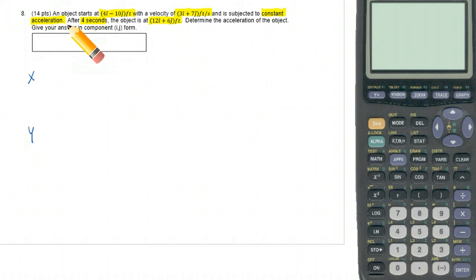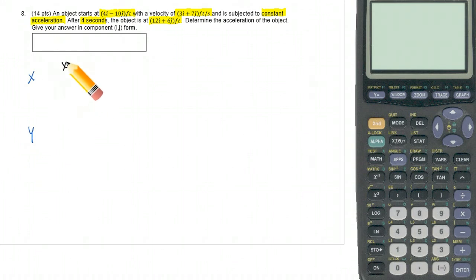Okay, we do not know the acceleration. That's what we want to find, determine the acceleration of the object. But we do know initial and final position. We know delta time, and we know the initial velocity. We do not know the final velocity. So we're looking for the equation that does not have final velocity in it. And that equation was our initial condition equation.